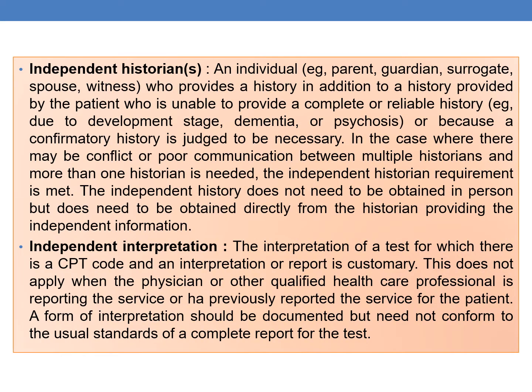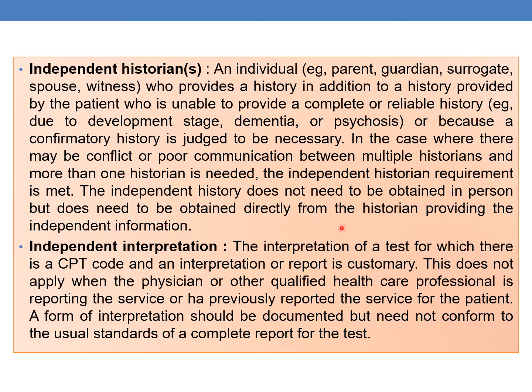Now coming to independent historian, an individual, for example a parent, guardian, surrogate, spouse or witness, who provides a history in addition to the history provided by the patient, who is unable to provide a complete or reliable history due to his developmental stage, dementia or psychosis, or because a confirmatory history is judged to be necessary. In the case where there may be conflict or poor communication between multiple historians, more than one historian is needed. The independent historian requirement is met.